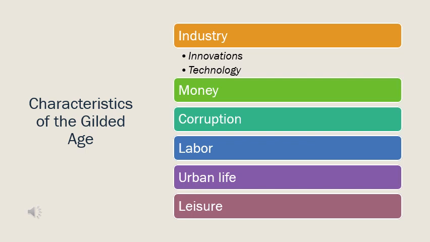There are roughly 6 different categories or characteristics of the Gilded Age: industry, with subcategories of innovation and technology, money, corruption, labor, urban life, and leisure. Within each of these characteristics or categories, as you will, we see definite change from where Americans have been in the previous 2 centuries. So we're going to start off first talking about industry.